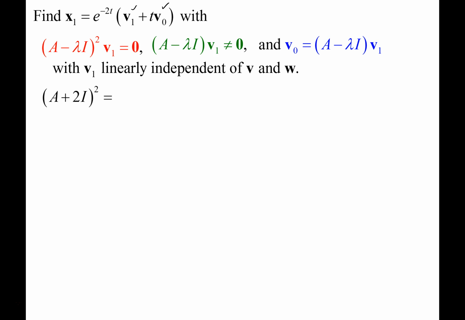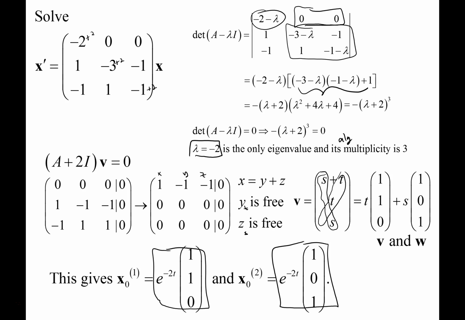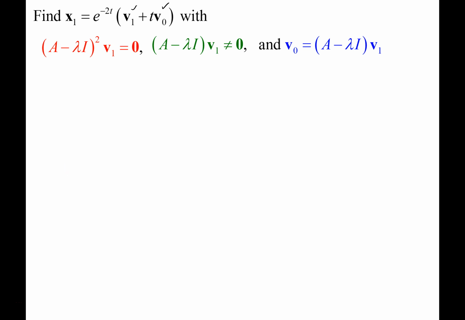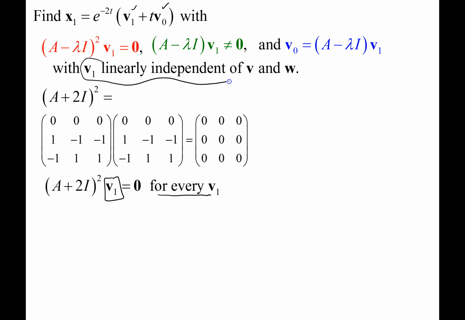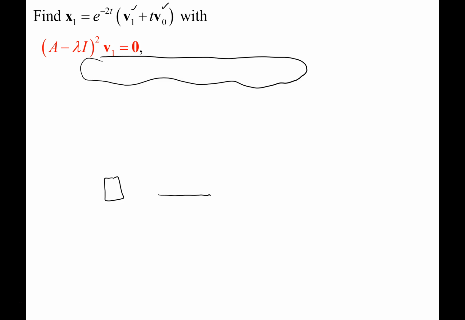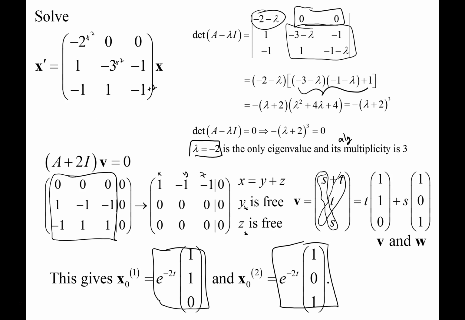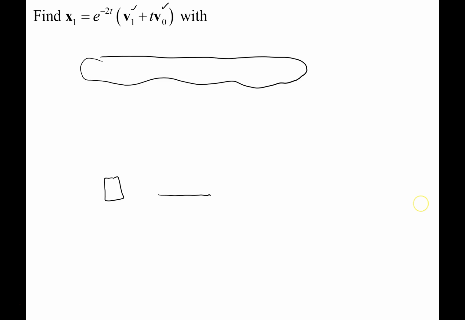And so with lambda being negative 2, the matrix from the previous slide is A plus 2I. It's our job to square that matrix. In squaring that matrix, we get a matrix full of zeros. So it turns out that (A plus 2I) squared on any vector is equal to 0. And it doesn't really matter what the vector is, but we want to make sure that when we choose it, we don't want it to be a combination of v and w. v was (1, 1, 0) and w was (1, 0, 1).